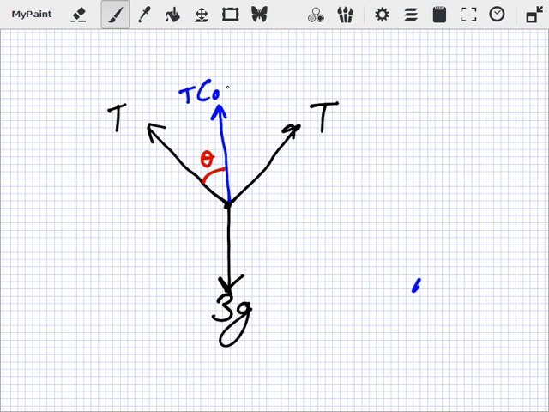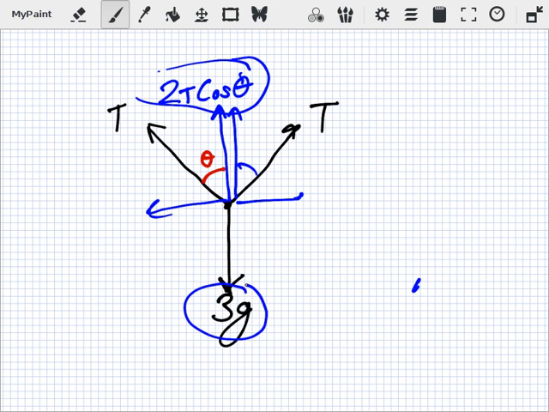T cos theta for this one here. But what about on this side? Well, there's also T cos theta from this side. So in total there's 2 T cos theta. And what should that equal? 3G. So we could say that T equals 3G over 2 cos theta.